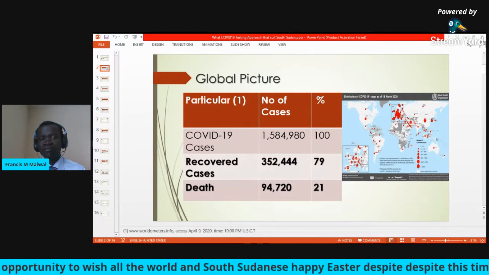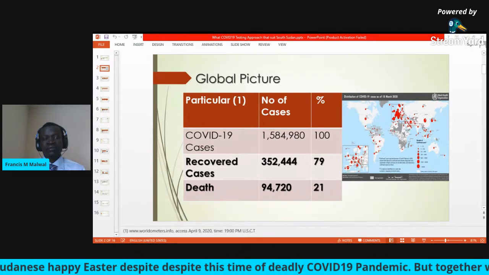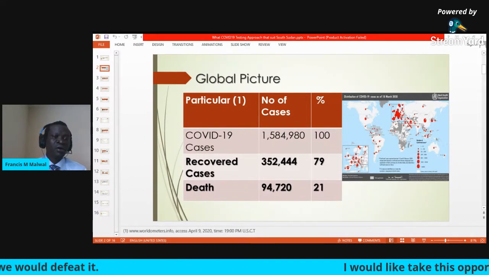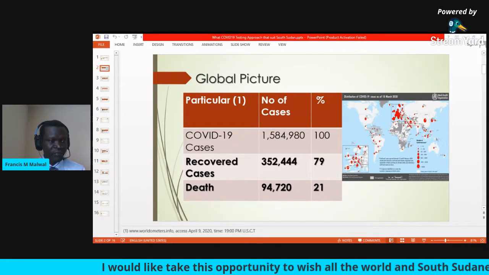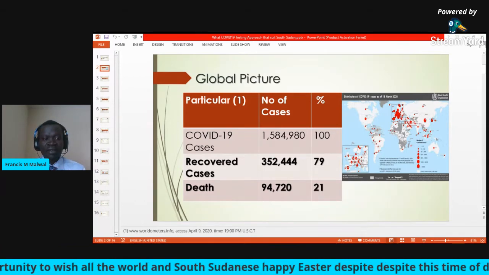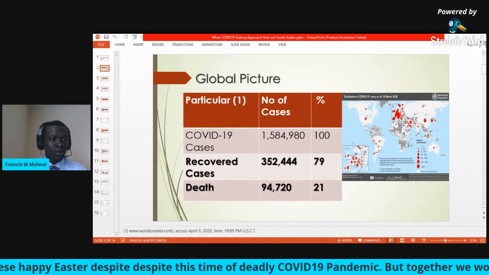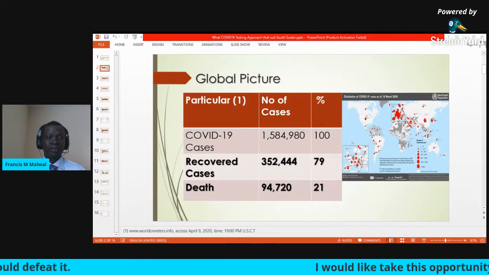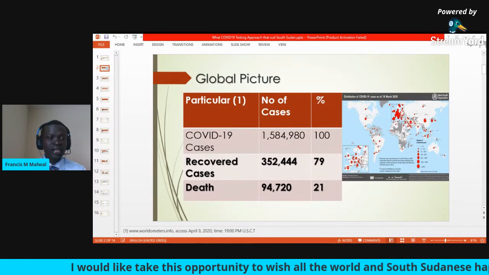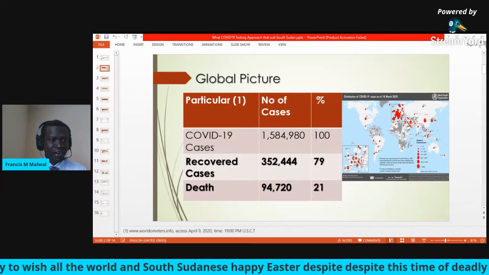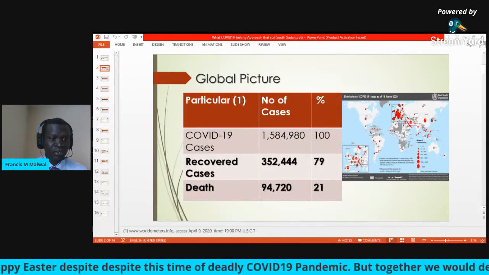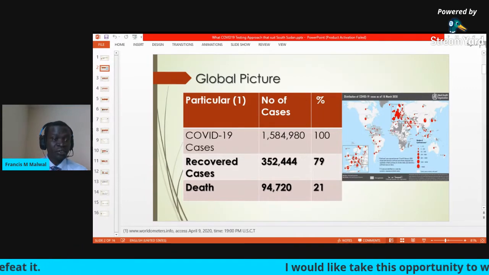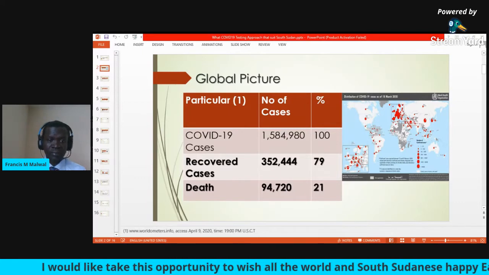So basically, right now in the world we have something like 1.5 million people infected with COVID-19, and out of that number, over 350,000 people have recovered from the virus. Then we have a death toll of more than 94,000 people who died because of COVID-19. When we look at this statistic globally, we see a recovery rate of 79%. So they defeated COVID-19. Unfortunately, we have a death rate of more than 21%. That is very high. That is the global picture that we have.